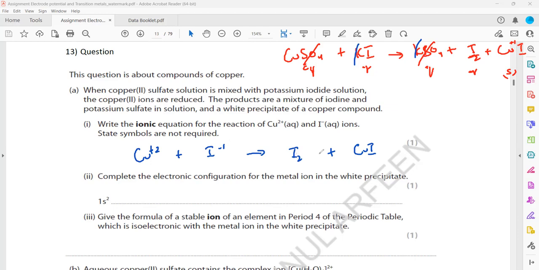So if I put iodine, we have to balance. If I put 2 here and 4 there, iodine is balanced and copper is also balanced. So this is the balanced ionic equation for the copper(II) ion and the iodide ion. As they already mentioned, it forms an iodine molecule, and they specify that copper(II) ions are reduced. So copper(II) ions are reduced to copper(I).